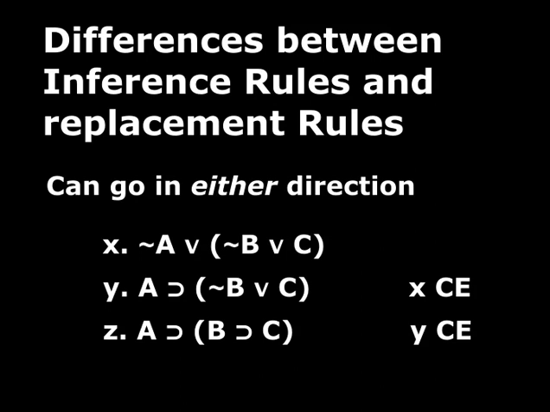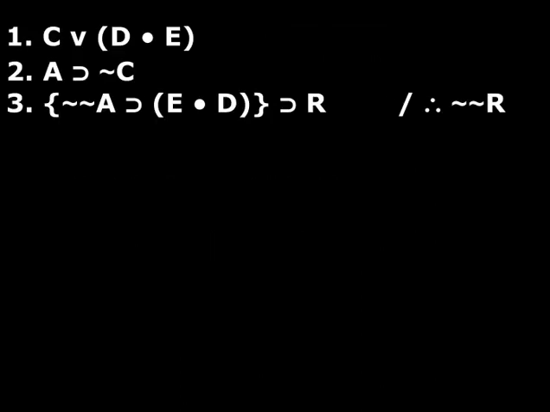Okay, so those are the 3 main differences. They're represented differently. They're horizontal rather than vertical. They can be used on parts of a line as well as whole lines, and they work in both directions. Okay, let's work out some examples.